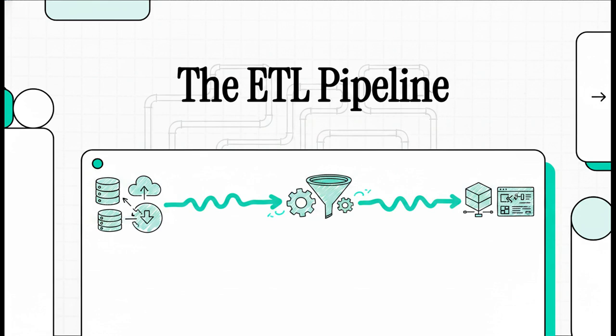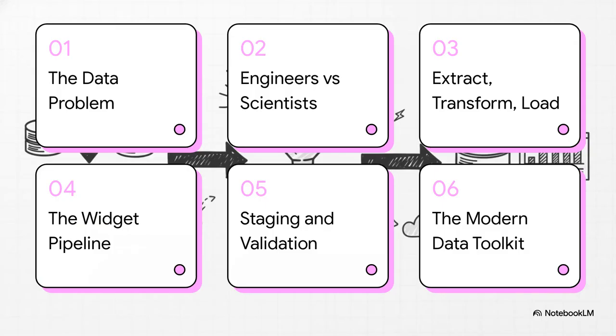Today, we're going to slow down and carefully unpack exactly how this hidden world works. We are demystifying data engineering and the entire ETL pipeline. Here is the blueprint for today's explainer. We'll start off with a core data problem, clarify the real difference between engineers and scientists, dive deep into extract, transform, and load, apply it all to a theoretical widget pipeline, look at staging and validation, and finally, wrap up by surveying the modern data toolkit.